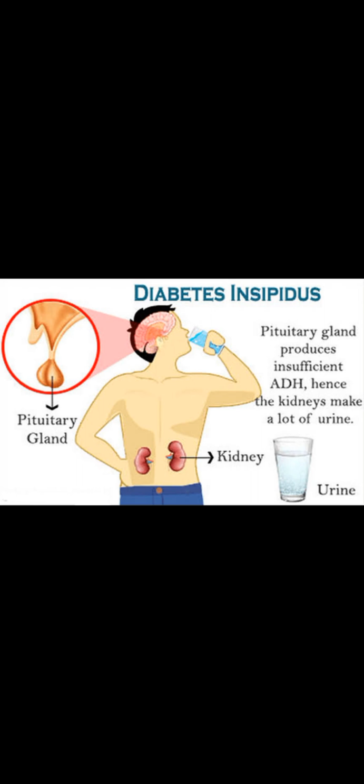So today's topic is diabetes insipidus, which is characterized by the production of a large amount of diluted urine. D for diabetes insipidus and D for diluted urine. It could be with or without thirst. Urine specific gravity is low and urine osmolality is also low.